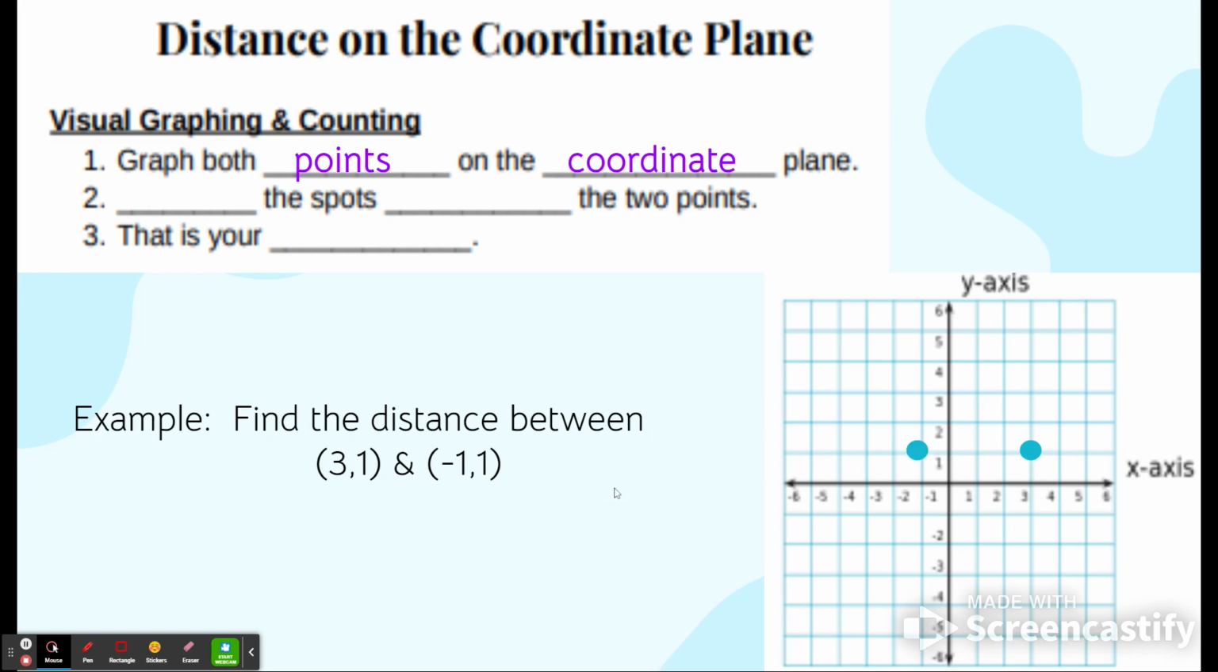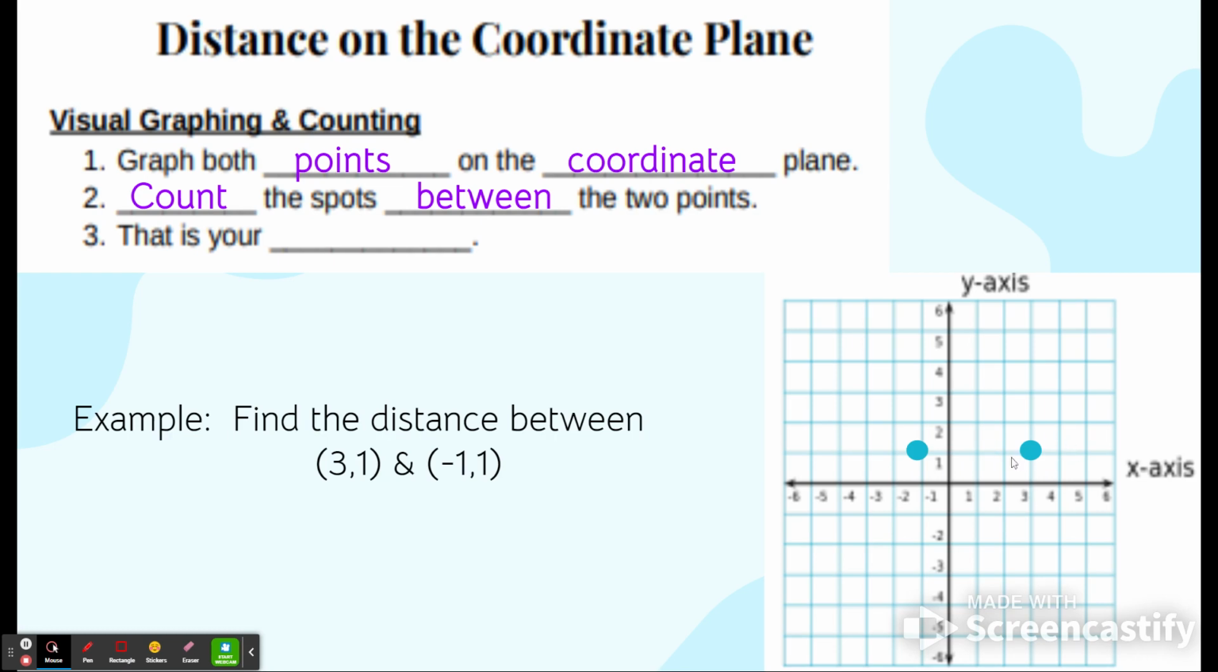And then looking at our second point, on the x-axis it's a -1 first, so we're going to the left 1. Its y location on the y-axis is a +1, up 1. So here are our 2 points. And now that we have them graphed, we want to count the spots between these 2 points.